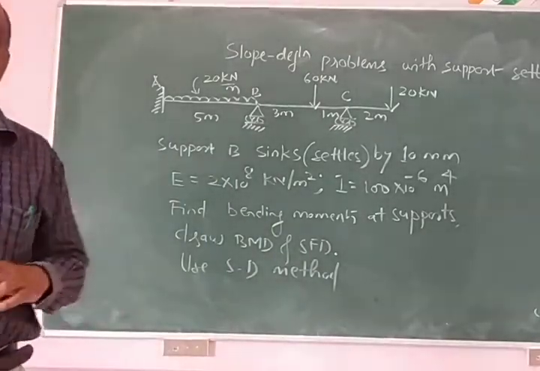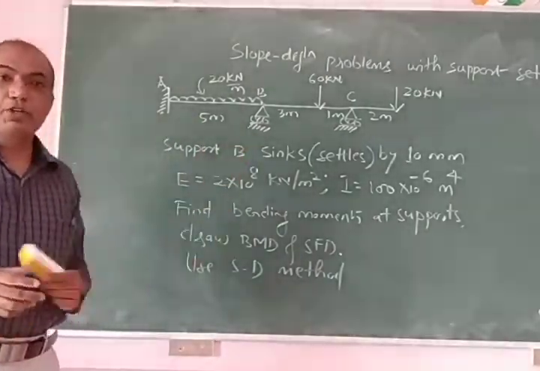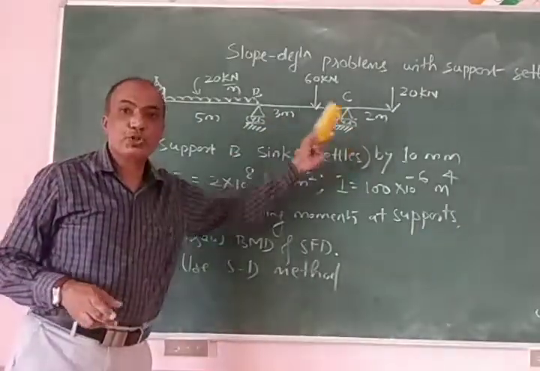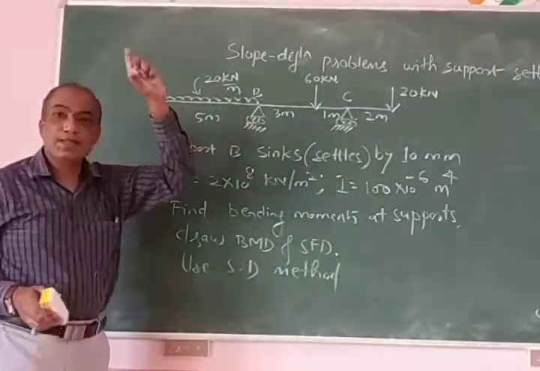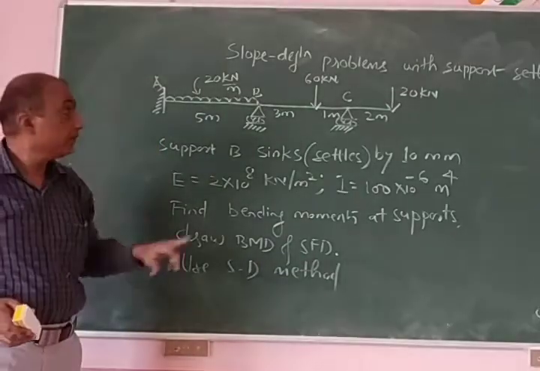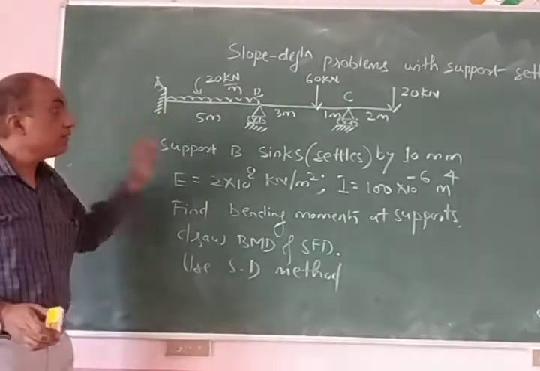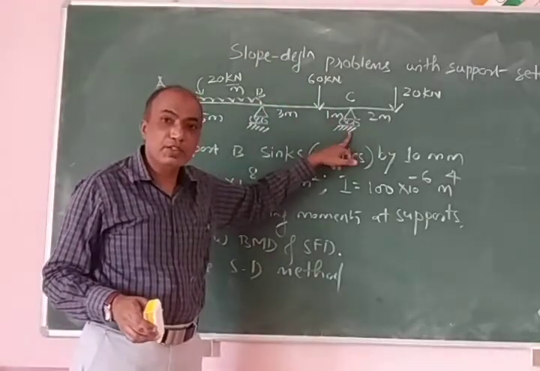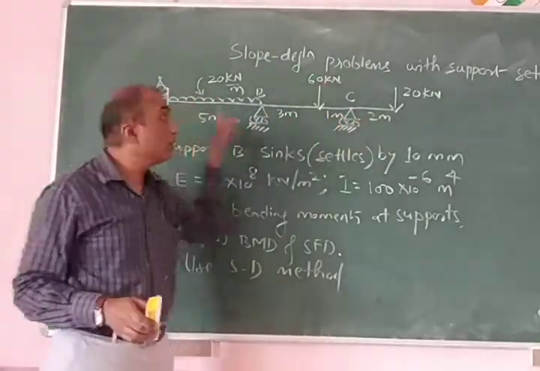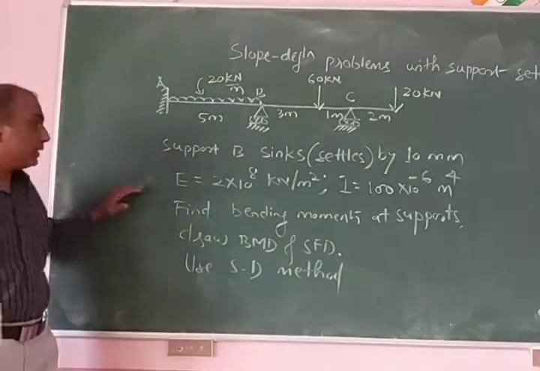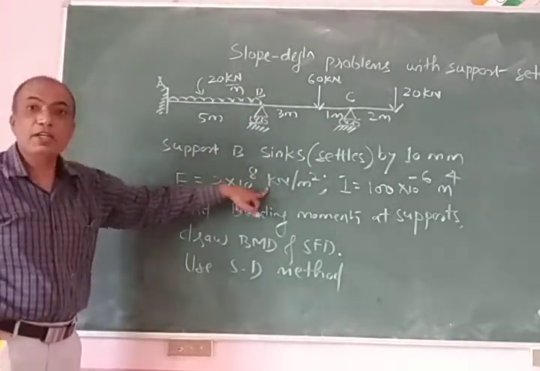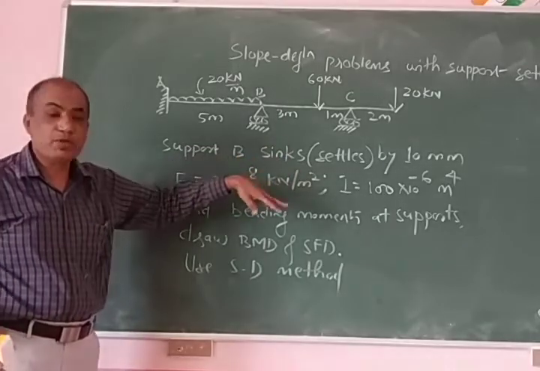I repeat again, what is the problem? The problem that is given to you is, there are two spans and there is overhanging portion. Support B settles by 10 millimeter down. Support A is rigid. Support C is a roller and a hinge support. There is overhanging load. The loads are like this. B settles. And what is given is, Young's modulus is given 2 into 10 to the power 8 kilonewton per meter square, because we have to substitute the values.